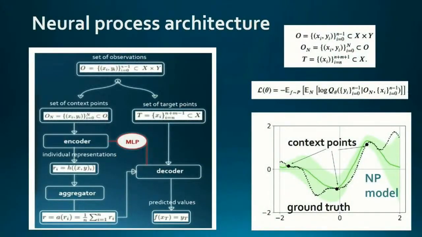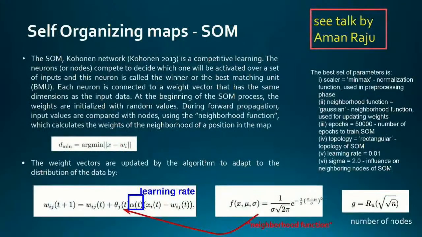And here is the architecture. I won't go into details, of course. What is important is that based on some sort of contextual points in the light curves, we want to reproduce targeted points within the light curves. Another feature that was introduced in the methodology was the application of self-organizing maps to perform some sort of clustering prior to applying the neural processes, and this has been addressed with a master student also at the University of Belgrade, and Aman Raju will present this in the next talk.